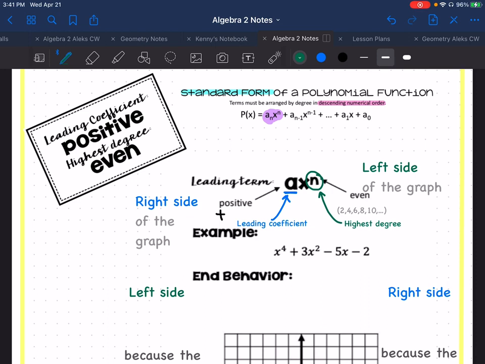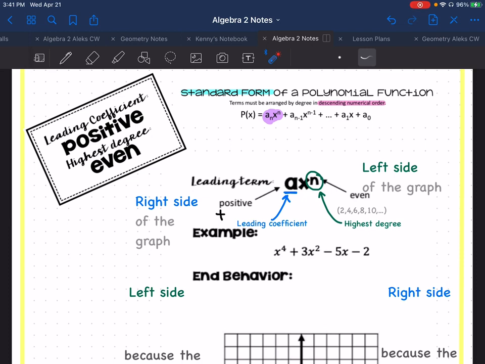The leading coefficient is going to tell me what's happening on the right side of my graph, and the highest degree will tell me what is happening on the left side of my graph. So here's my example of my polynomial. I'm not going to go to Desmos. The whole purpose of this is to not put it in a calculator. What does the graph look like without actually graphing it? That's the whole purpose of this.